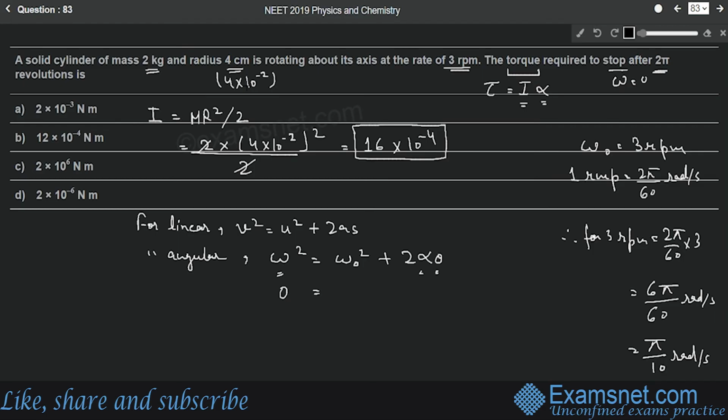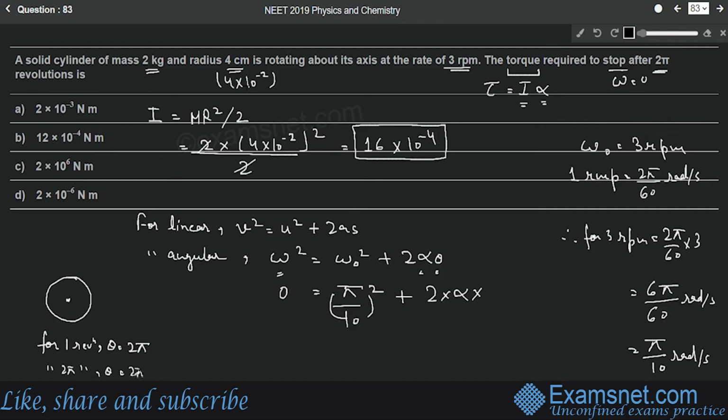So the initial speed is pi by 10 radian per second, and we have the square, plus 2 into alpha. So alpha is to be calculated here, and theta is the angular displacement. We know that for one revolution, the distance covered is 360 degree. So for one revolution, theta is equal to 360 degree, that means 2 pi. So for 2 pi revolutions, theta will be equal to 2 pi into 2 pi. Got it? Therefore in place of theta we'll write 2 pi into 2 pi.